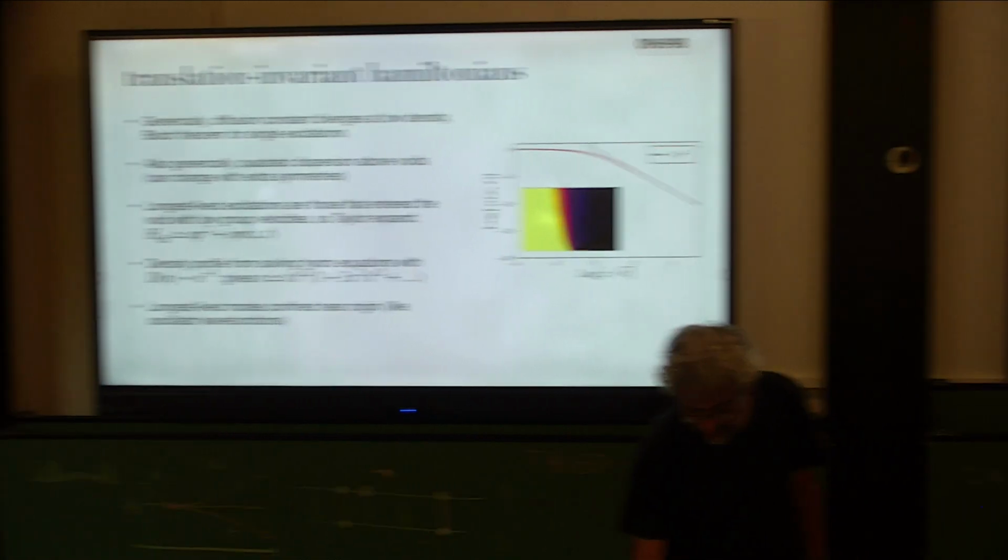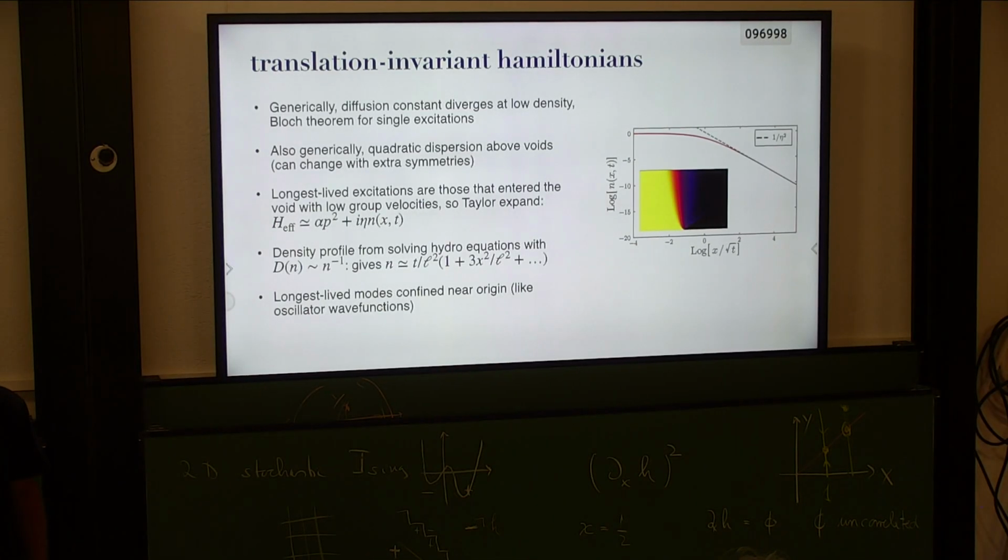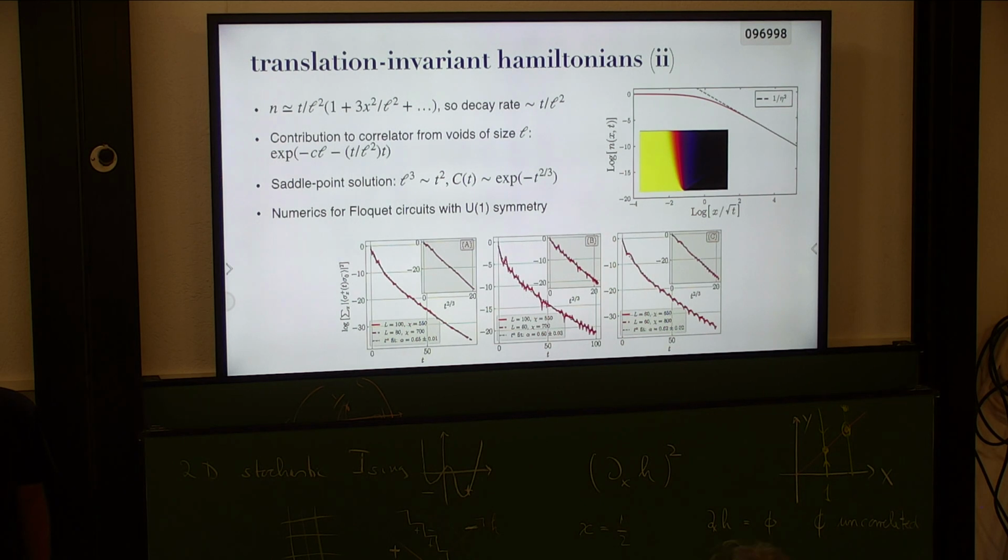And so now, given this behavior, I can ask, if I inserted my operator in the middle of the void, what's its decay rate at time t? Its decay rate at time t is t over L squared. You plug in, so the contribution of the correlator from a void of size L has this piece that's given by the rareness of the void, and this piece that's given by the decay rate for a void of that size.